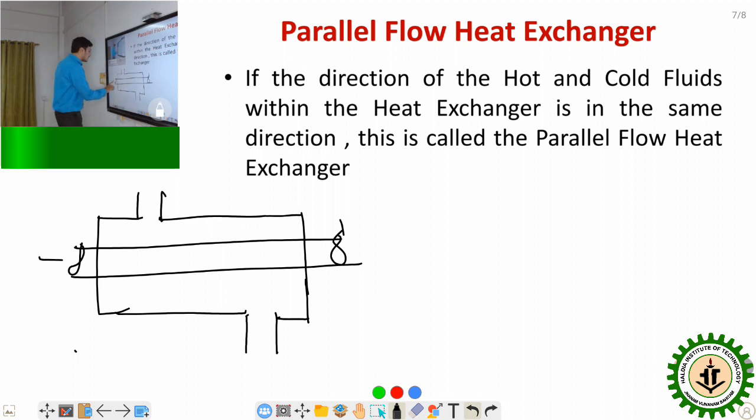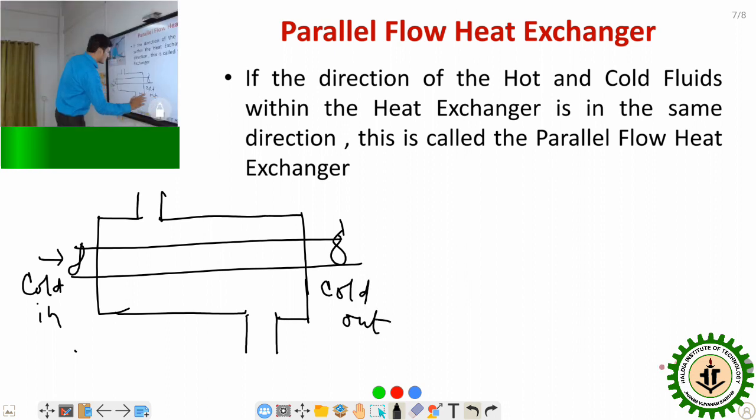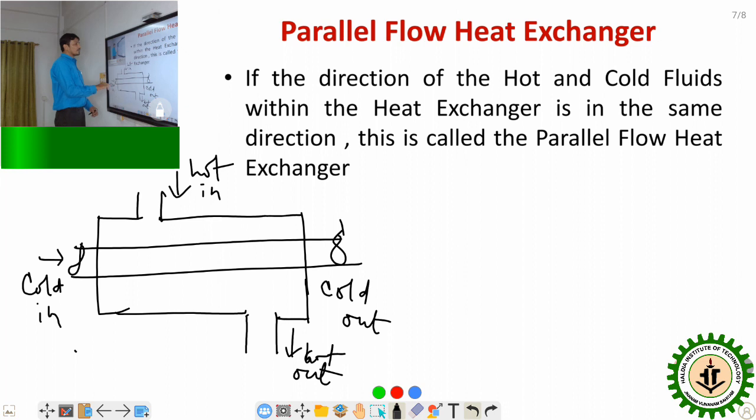Here this is the cold fluid. Cold in, here cold out. And here hot in, here hot out. Now what will happen? It is parallel flow. So this is the entry and this is the leaving of the hot fluid, and along the same direction the cold fluid takes entry, and this is leaving the heat exchanger.